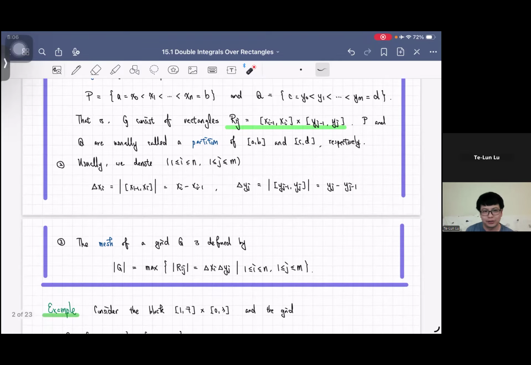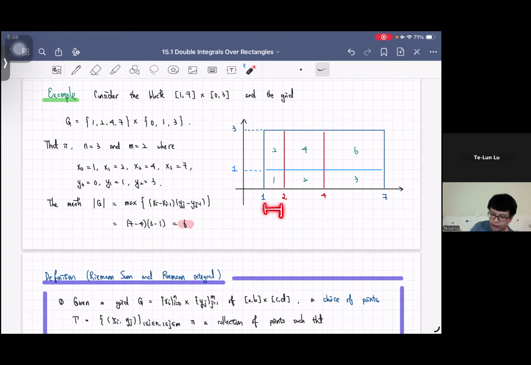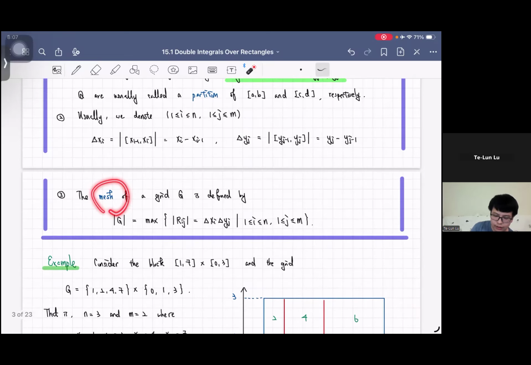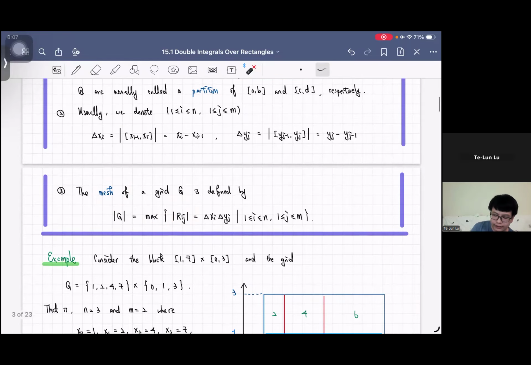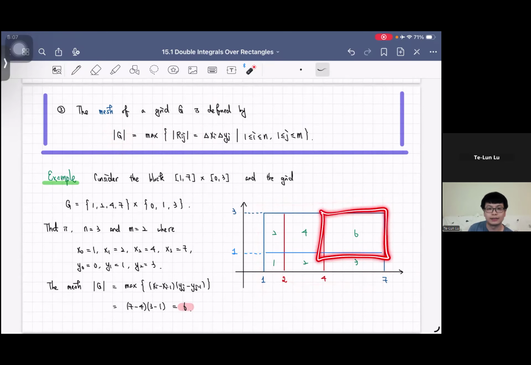Apologies, there's more notation. For convenience, we denote delta x_i as the length of the interval [x_{i-1}, x_i]. So for instance, delta x1 will be 1, delta x2 will be 2, and delta x3 will be 3, while delta y1 is 1 and delta y2 is 2. So that is how we define the lengths. And finally, we define the mesh, which is the largest area of the rectangles. Note that the area of the rectangle R_ij is delta x_i times delta y_j, the usual definition of rectangular area. So in this case, the mesh of the grid G is given by this big block, 6.